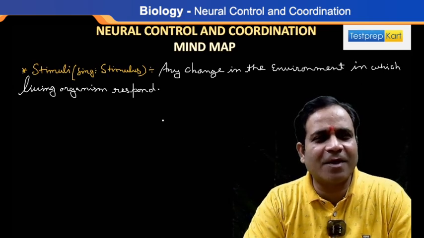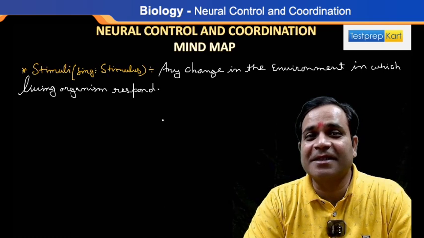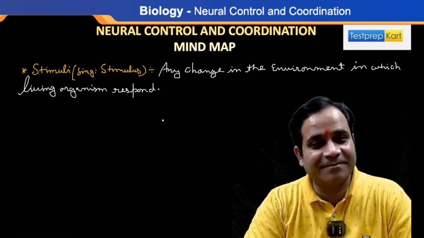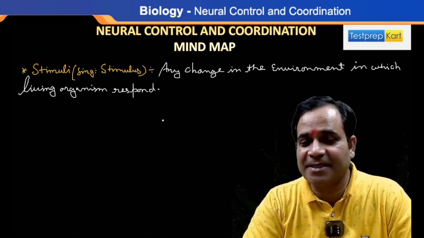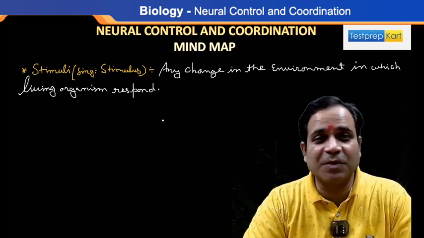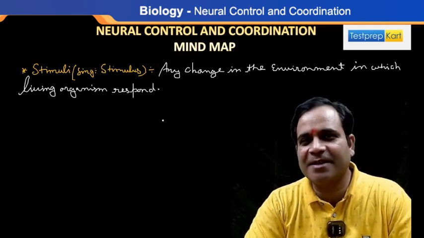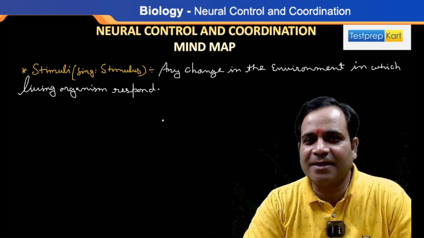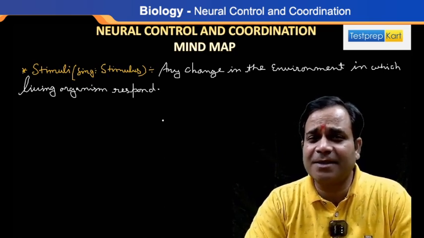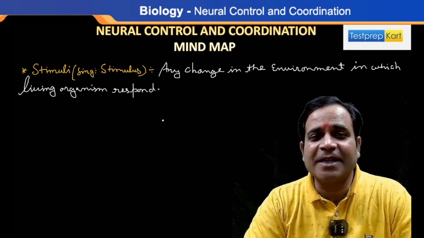Definitely plants respond, but comparatively they respond slowly because plants don't contain a neural system, my dear. The nervous system, you can also say. But animals respond fast because they have both the nervous system as well as the endocrine system. This one is very interesting and very simple also, but most students don't know the answer to simple questions. So that's why I'm saying this.